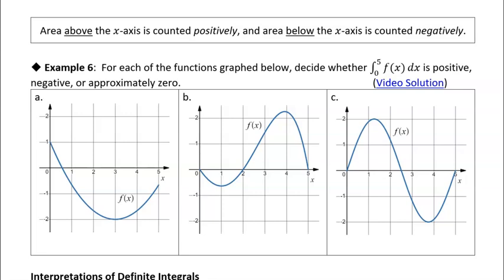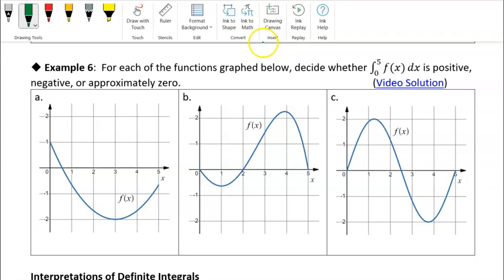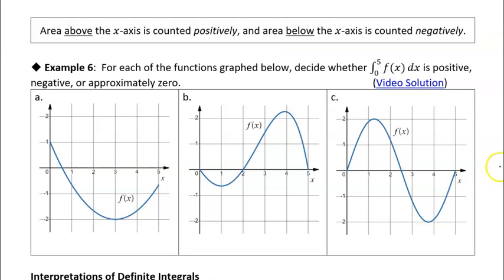All right, so in this example, we're given several graphs of f of x, and we're asked to decide whether the integral from 0 to 5 of this function f of x is positive, negative, or approximately 0. Okay, so remember that the integral is just giving us the area between the graph of the function and the horizontal axis. Okay, so you can see here, this area right here, that's the area between the graph of the function and the horizontal axis. That is positive area, right? Positive.